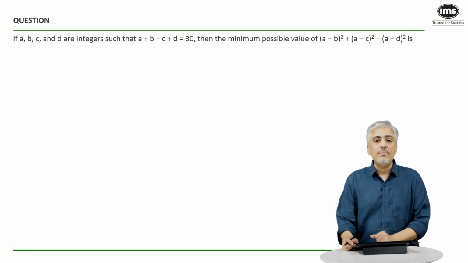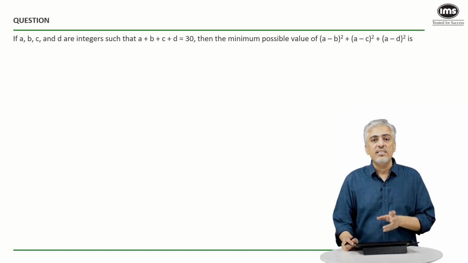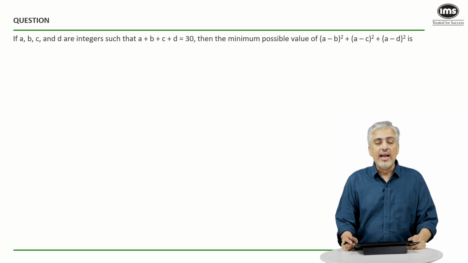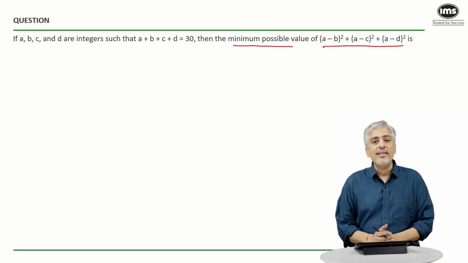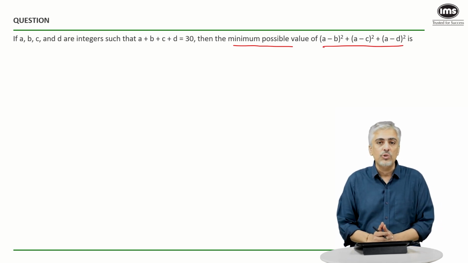They have told us that A, B, C, D are integers. Integers can be positive and negative both. And they have told us A plus B plus C plus D is 30. Then what is the minimum possible value for (A minus B) the whole square plus (A minus C) the whole square plus (A minus D) the whole square?